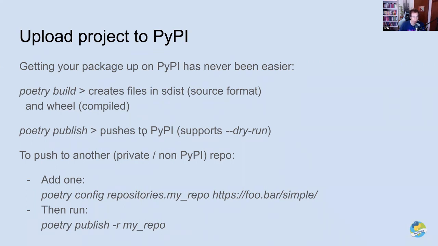And there's a nuance there that you probably want to do a test run. So I had to add the test PyPI to my repositories. And you can also add your own repositories, your private ones, with the poetry config command. So you could use publish to push things elsewhere, not to the official PyPI. So let's demo that on an existing package.